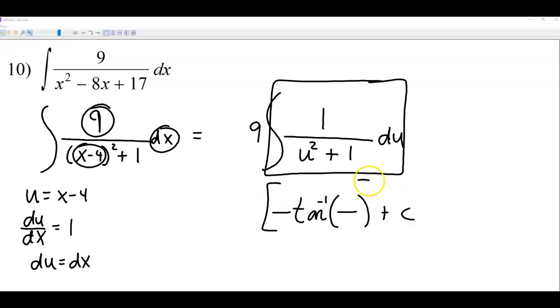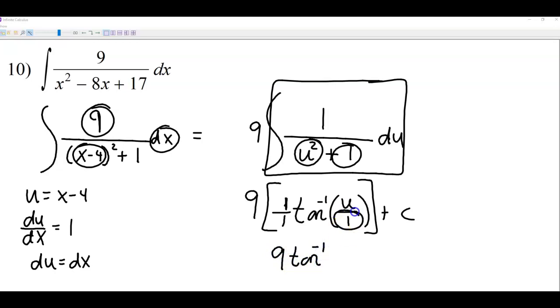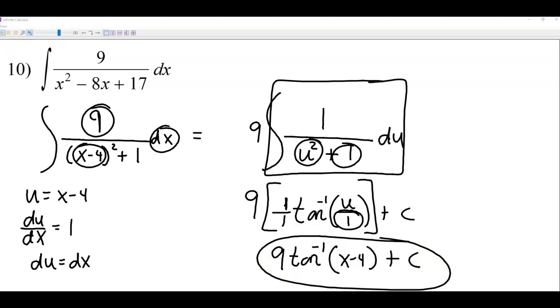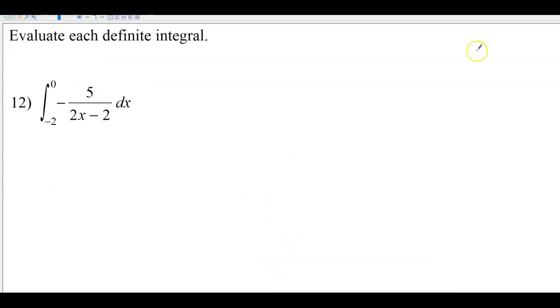And that 9 is still in the front there. So we take the square root of this number, and that's what goes here. We take the square root of that number, and that's what goes in the denominator. And there's always a 1 here. And so simplifying this, I have 9 arctangent, and we don't really need the denominator of 1, but we should replace the u with what u is equal to, and that's x minus 4. Okay, so there's that particular integral.